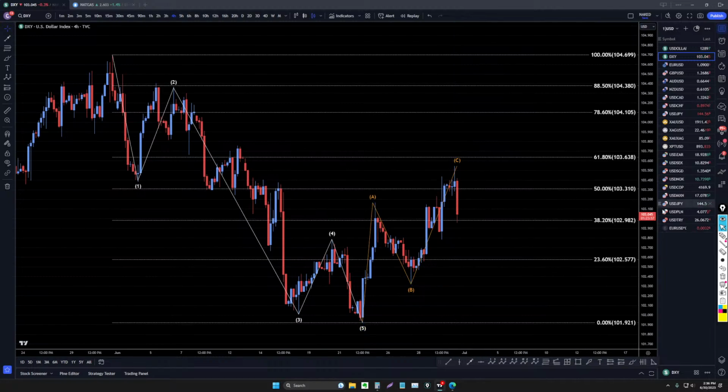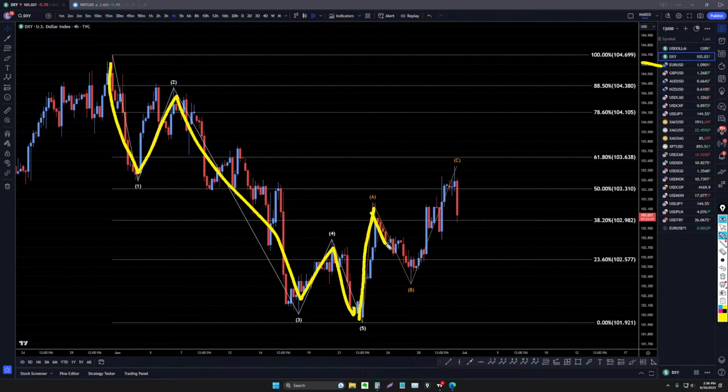But the DXY to me is actually much clearer right now, probably because of the pattern on the euro dollar, because the euro dollar is almost a mirror image of the DXY but in reverse. So it definitely looks like a 1, 2, 3, 4, and 5 down. And then it looks like impulsive up, wave A, 3 waves down, wave B, 1, 2, 3, 4, 5 of wave C. It definitely kind of turned right in the middle.